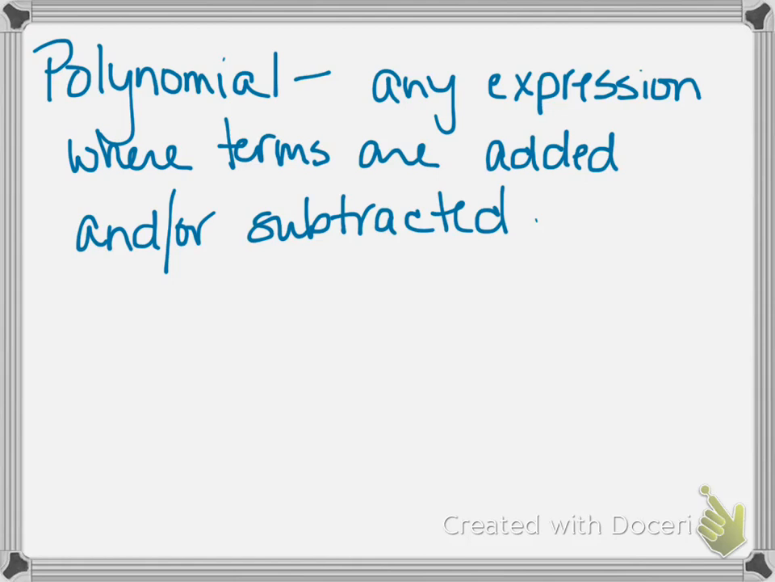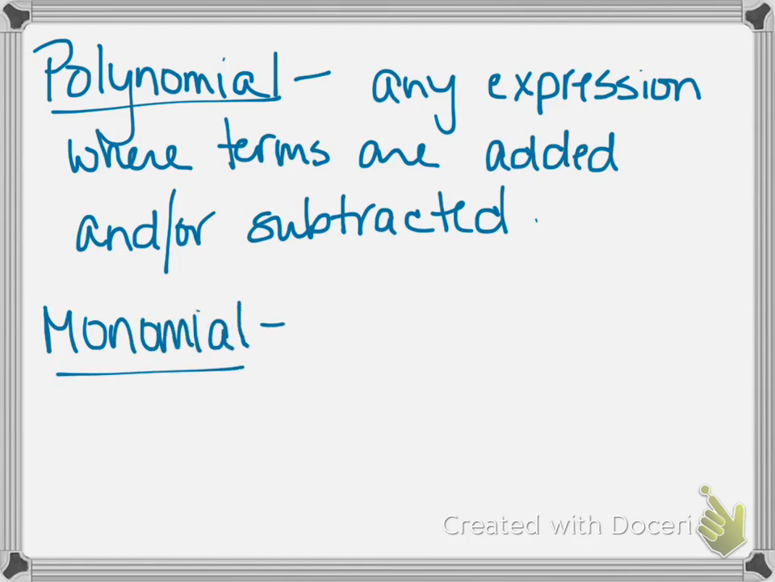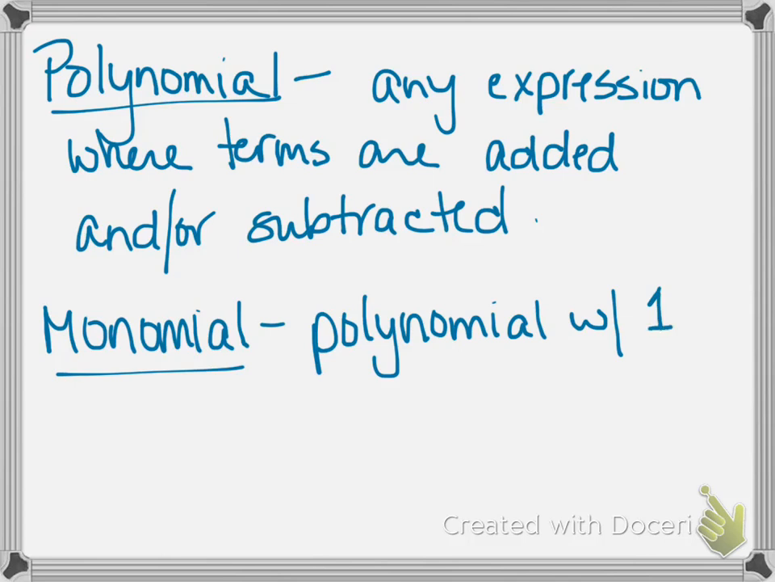Okay. Then there are different types of polynomials. So we have monomial, and this is a polynomial, as above, but this just has one term. So, for example, 5x would be a monomial. In a polynomial, terms are added or subtracted. In this case, we'd be adding or subtracting 0, and we don't really need to write it.